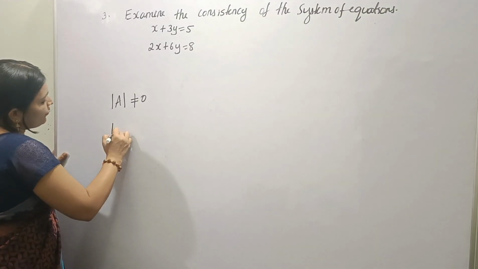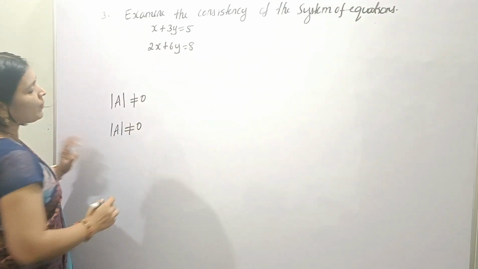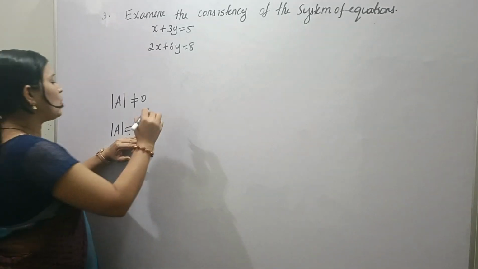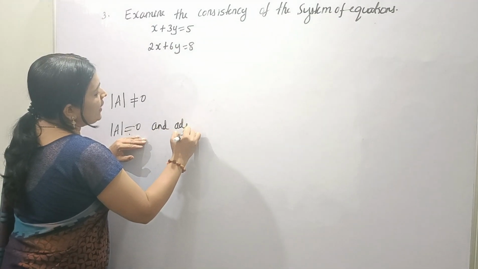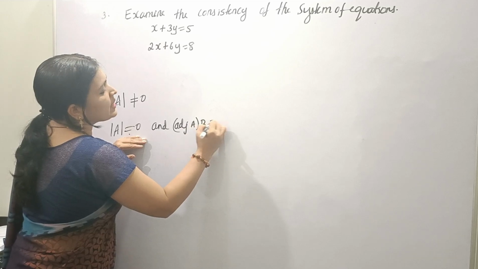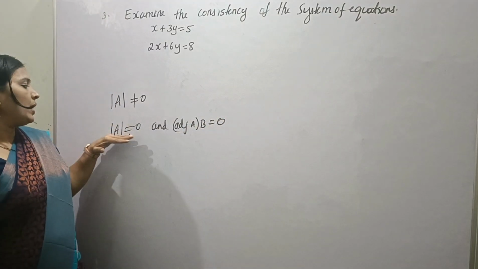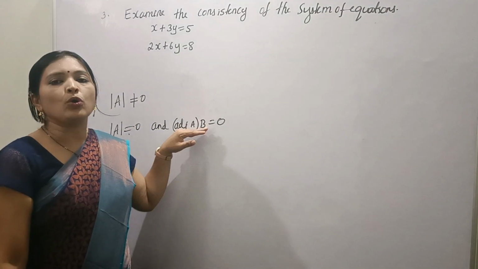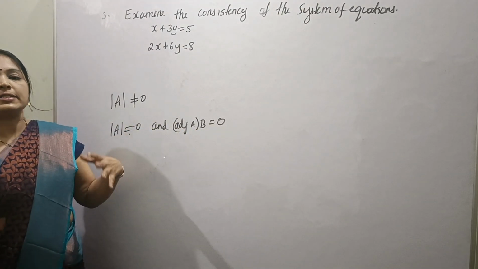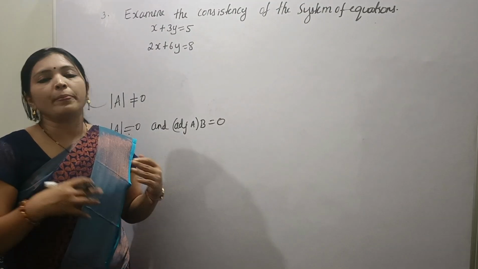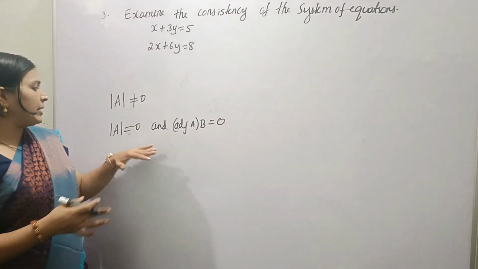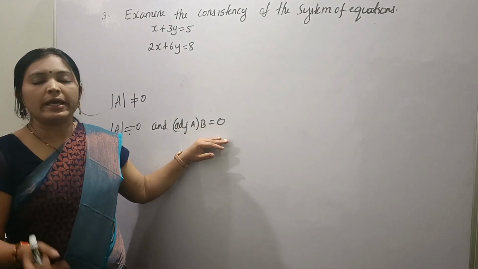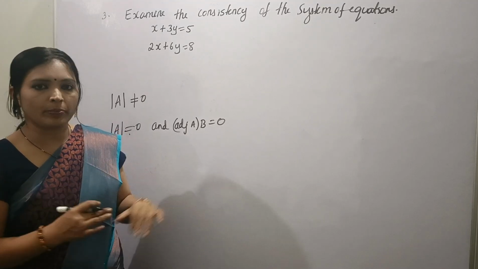And if determinant of A equal to 0 and adj A into B is equal to 0, then we say the system of equations may or may not be consistent. Okay, remember, determinant A is equal to 0 and adj A into B is equal to 0, then we say the system of equations may or may not be consistent.